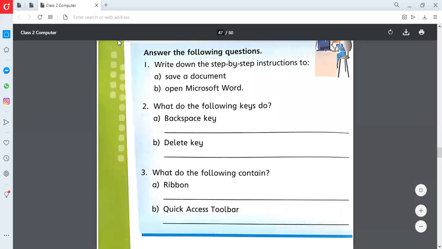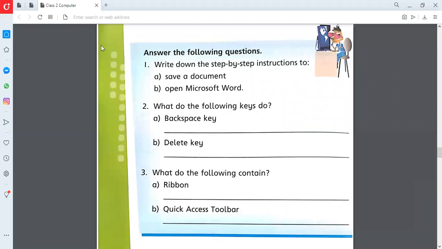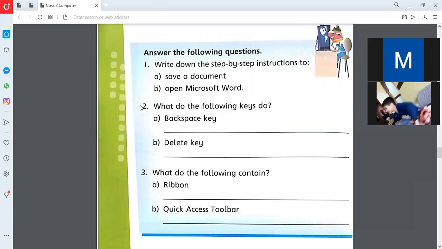So, in today's class, we are going to continue our page number 40. We are doing the questions on page number 40. Everybody open page number 40, and then we will start doing our questions. In the last class, we were doing question number 2.